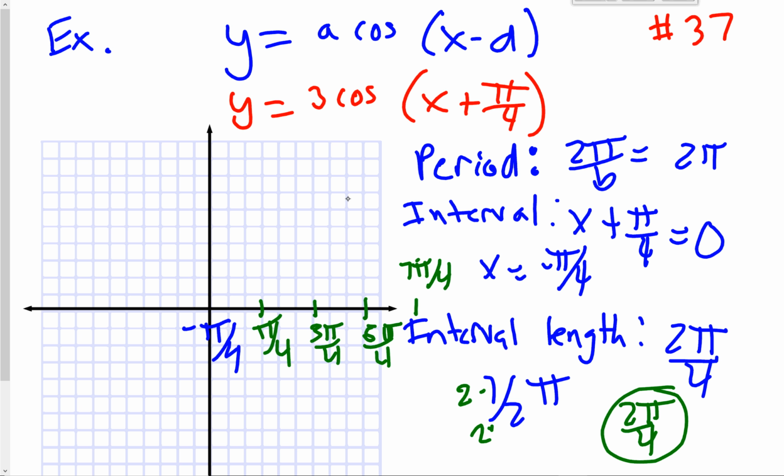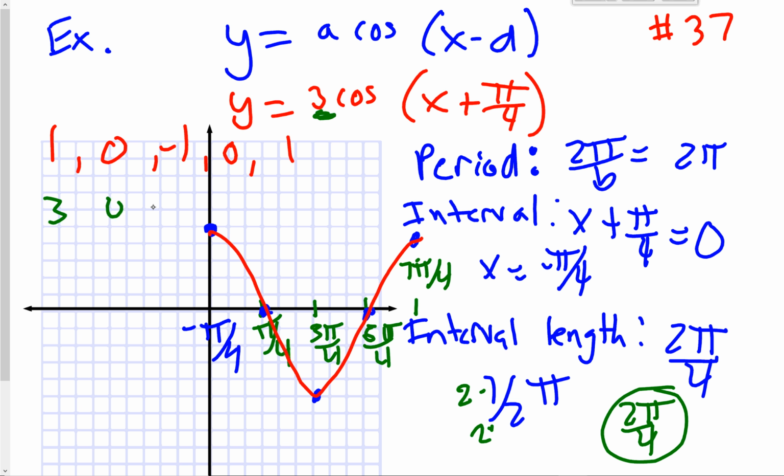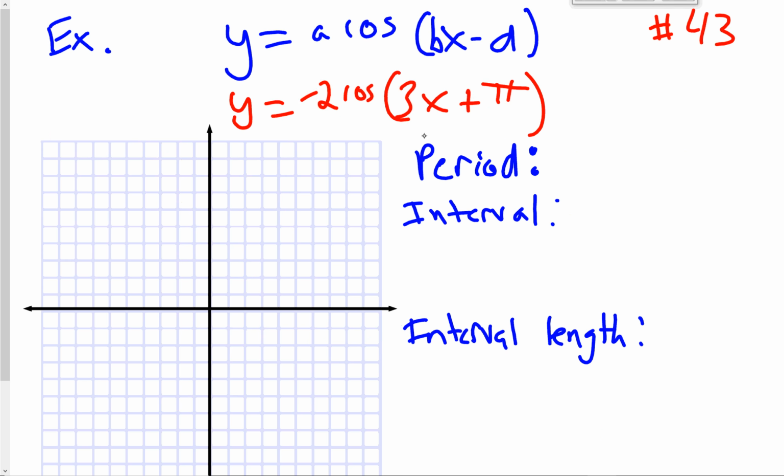The y values of cosine are 1, 0, -1, 0, back to 1. So it looks like this. Now I just take those y values, 1, 0, -1, 0, and 1, and I multiply them by my a. My a is 3, so that becomes 3, 0, -3, 0, 3. So all I have to do is really just change this value to a 3 and this value to a -3, and I'm done.